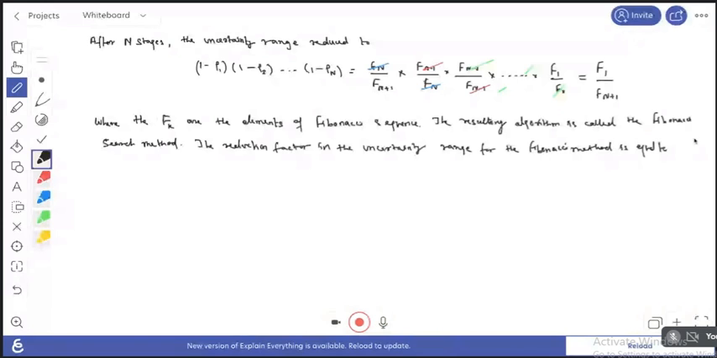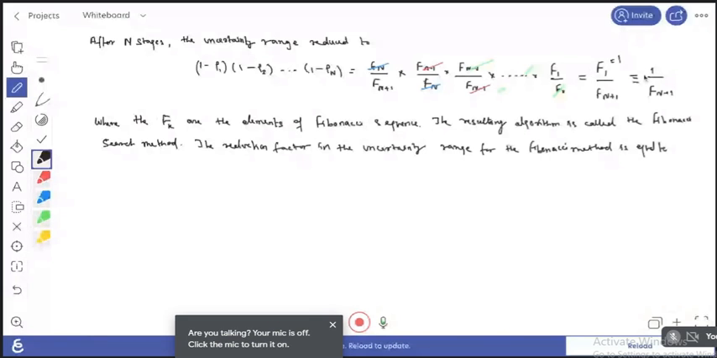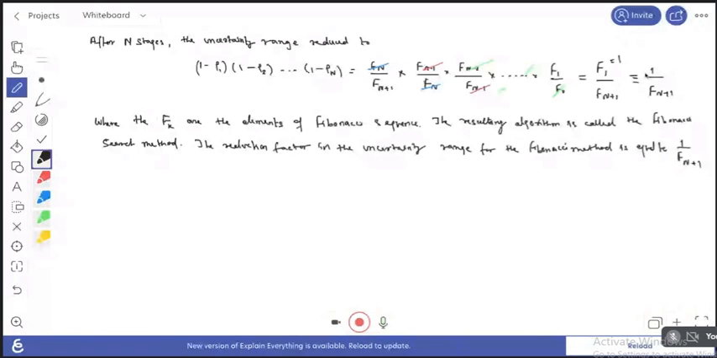What is the value of f1 here? If we put f1 equals 1, this becomes 1 upon f of n plus 1. So this is the final value, because f1 and f2 are fixed, but f of n plus 1 is not fixed because it depends on the number of iterations, the number of stages. F1 and f2 values are always fixed. So when n is fixed, then f of n plus 1 is also fixed.